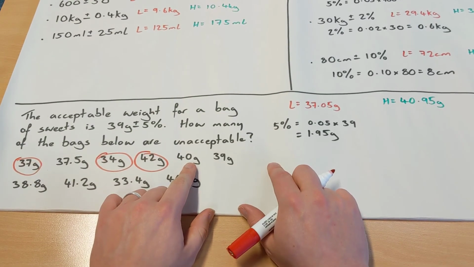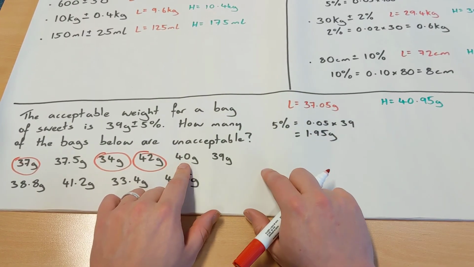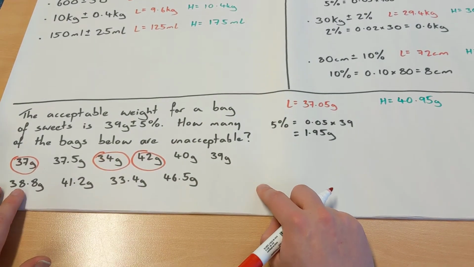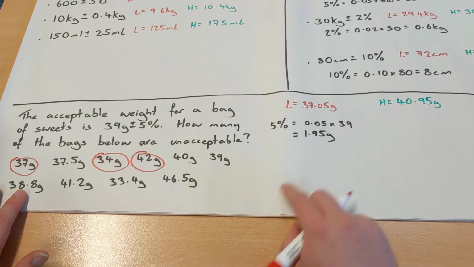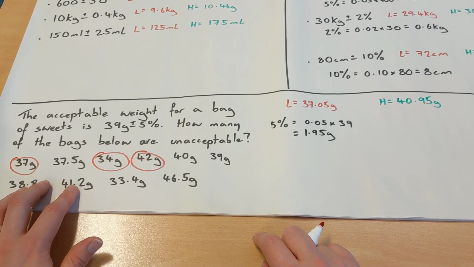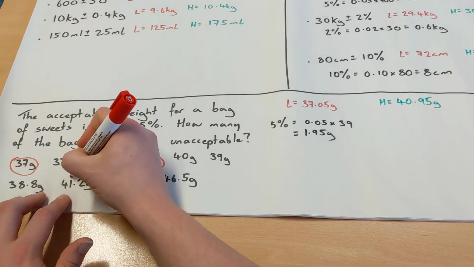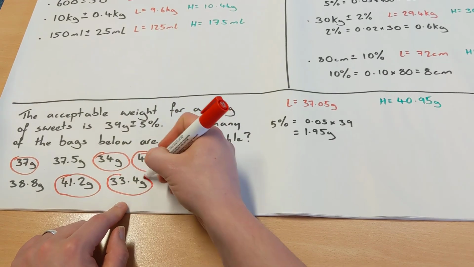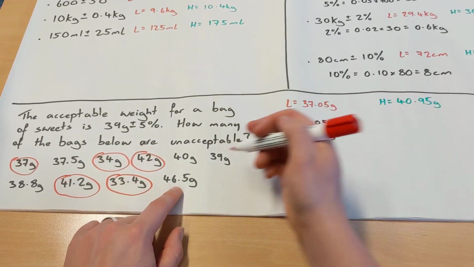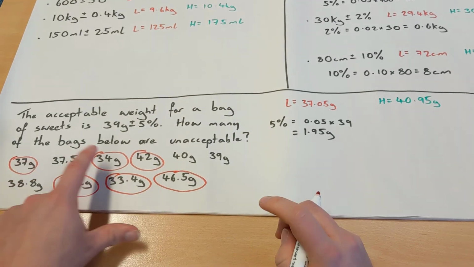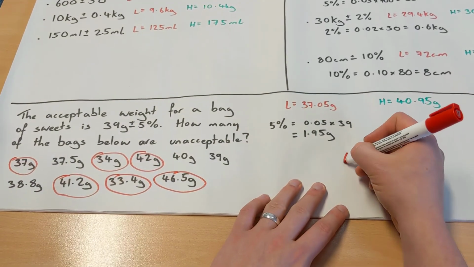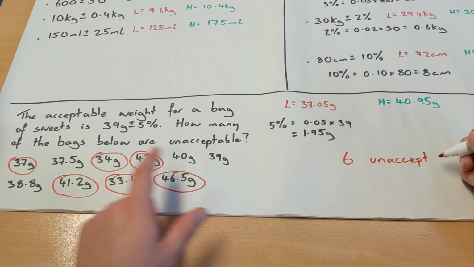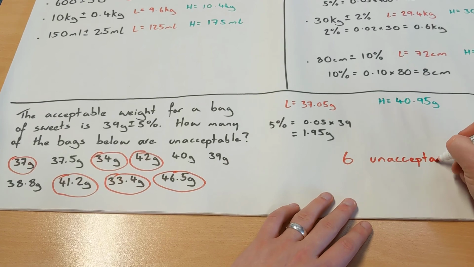40 grams. Well, no, that's okay. That's in between them, so that's fine. 39 grams. That's in between those as well. We're good. 38.8. That's in between. 41.2. Well, no, that's not in between. That's too high. 33.4. Well, that's too low. And 46.5. Well, that's way too high. So we've got 1, 2, 3, 4, 5, 6 of them are unacceptable, which is not a great ratio when there's only 4 that are acceptable.